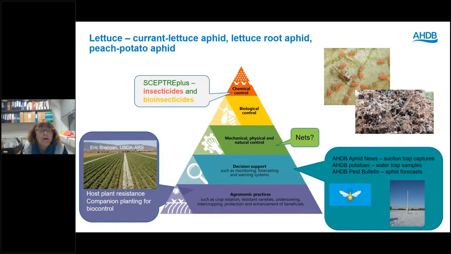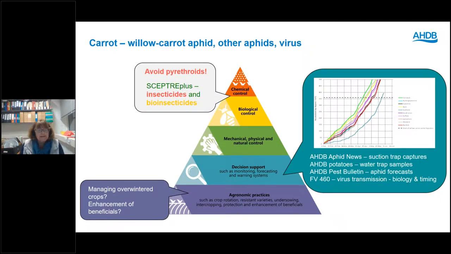At the event yesterday, we also discussed physical control of aphids using nets, and I think the jury's still out. And within SCEPTREPLUS, we have been screening a number of insecticides and bioinsecticides and identified some potentially useful products. Then we've already started talking about carrots and aphids and virus. And again, yesterday at the aphid event, there was discussion about some of the practices at the bottom of the pyramid. And I'm going to say a bit more about overwintered crops in a minute.